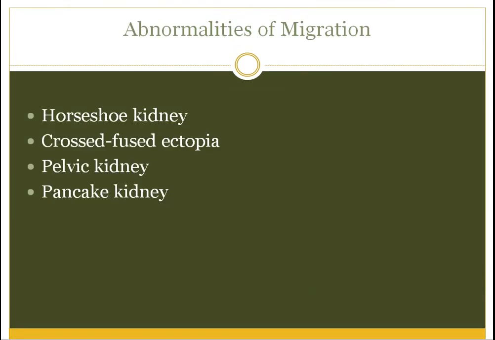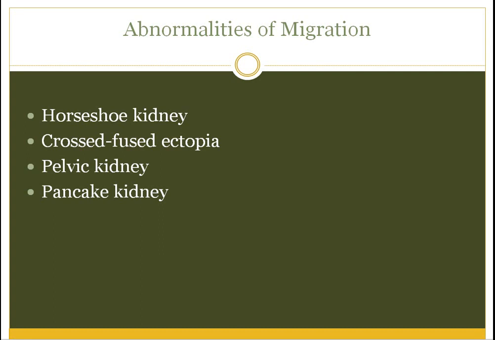What are the anomalies of the migration? There could be a horseshoe shaped kidney with fusion of the lower ends of the kidneys. There could be crossed fusion ectopia. I will come to some cartoon pictures and you will understand better. A pelvic kidney, where the kidney is located in the pelvis.